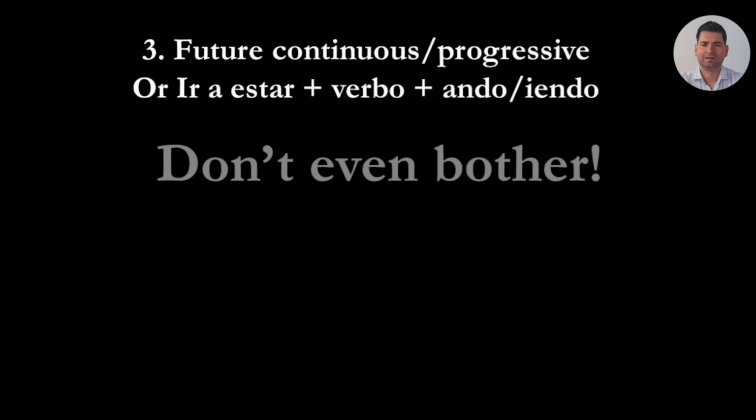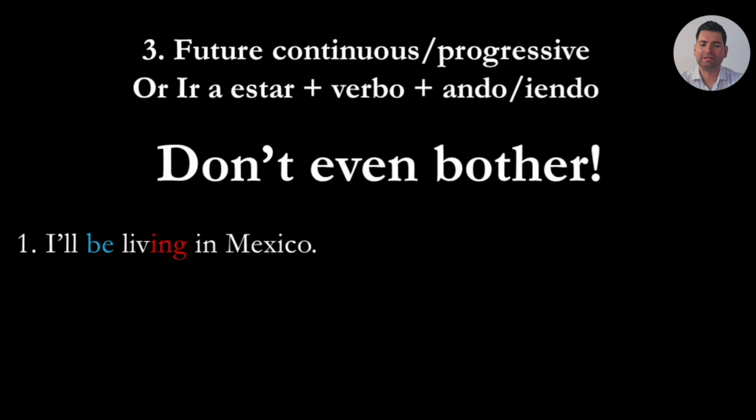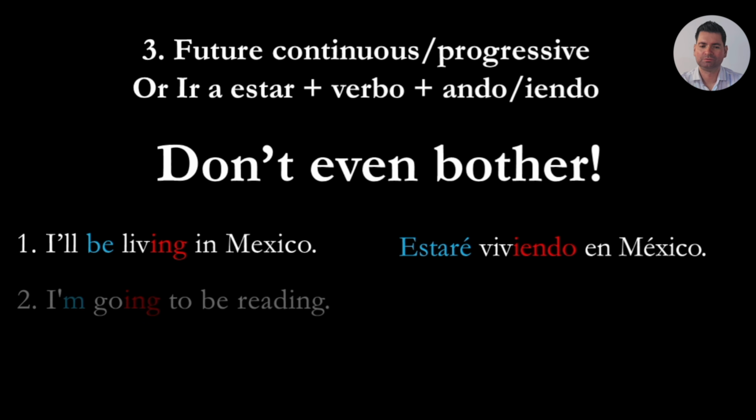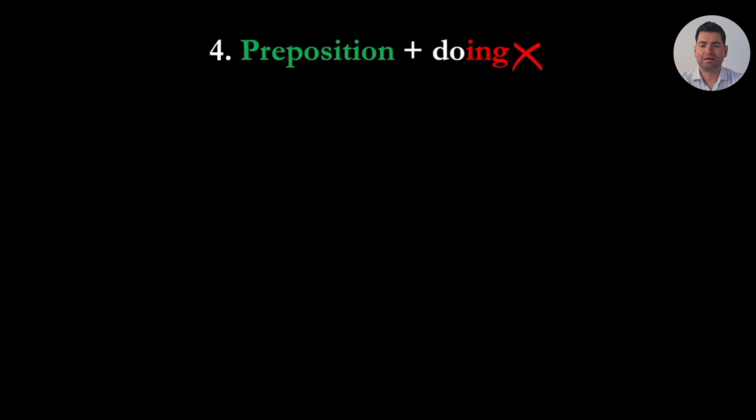Number 3, the future continuous or progressive, or the construction ir a estar plus the verb plus ANDO y ENDO. Don't even bother with these constructions right now. They are not very common. They are not very useful. You can worry about them in the future when you're Spanish intermediate, high intermediate, or advanced. But I'm going to give you a couple of examples anyway. One for the future continuous or future progressive, and one for the structure ir a estar plus a verb plus the ANDO y ENDO endings. 1, I'll be living in Mexico. Estaré viviendo en México. 2, I'm going to be reading. Voy a estar leyendo.